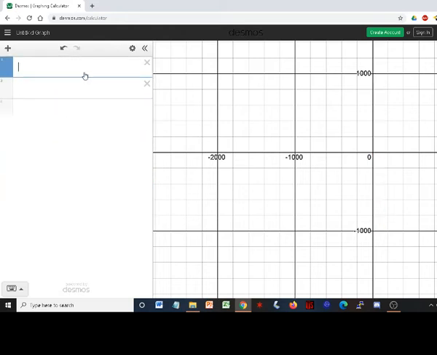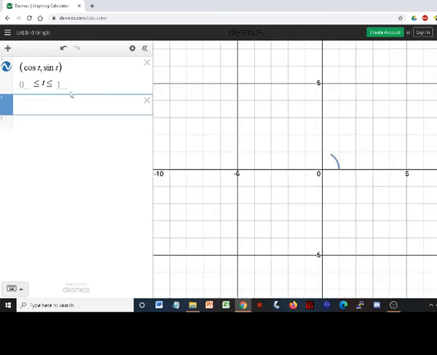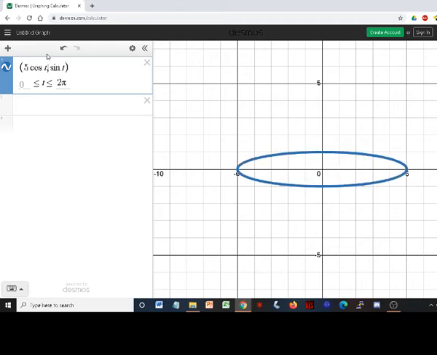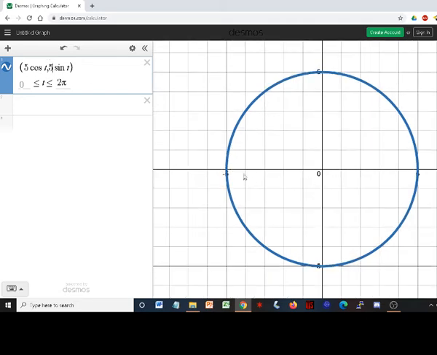So you already saw that cosine t, sine t gave you a circle, or the beginning of a circle, and then if you want to go farther, 2 pi. If you want to change the radius, you're just going to put a 5 or 3 or whatever the radius is. That's an ellipse, but if you put it on both, you get a circle, and whatever number you put out here is the radius. That's actually kind of nice.